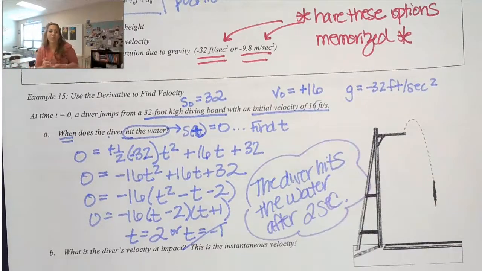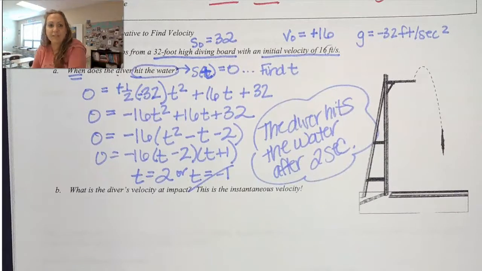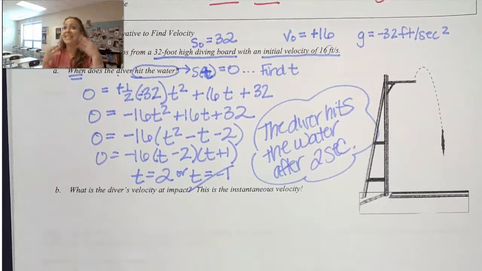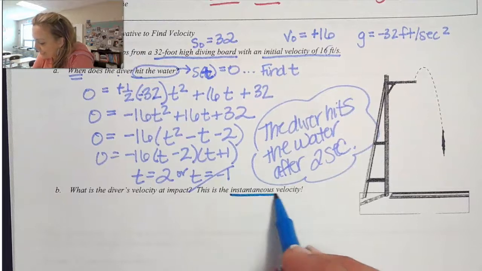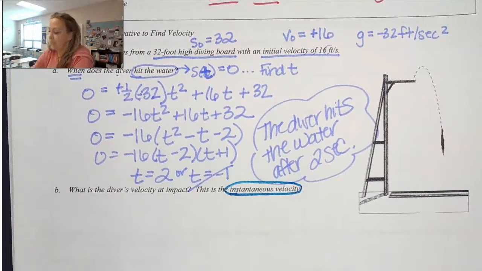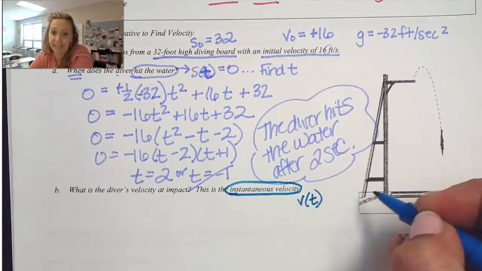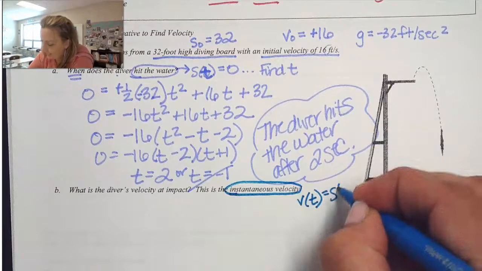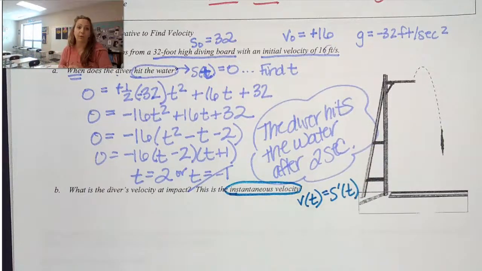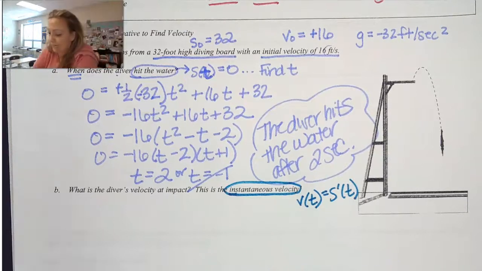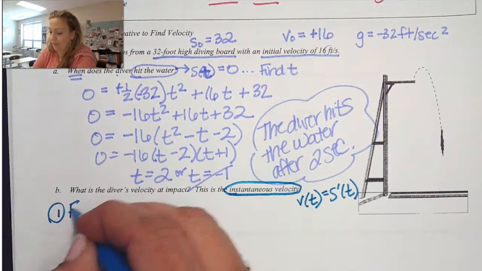Okay, so that's an algebra problem, right? Algebra 1, maybe review of an algebra 2 type of problem. Letter B, however, says what is the diver's velocity at impact? Again, when it says at impact, that is going to be an instantaneous velocity. So if we want the instantaneous velocity, we're going to have to find v of t. And the instantaneous velocity is the derivative of our position function. So first, we're going to find the derivative.